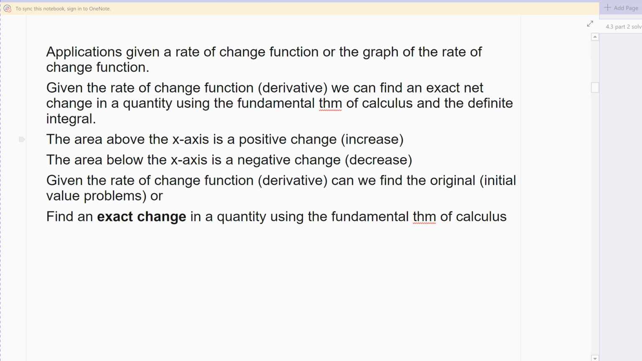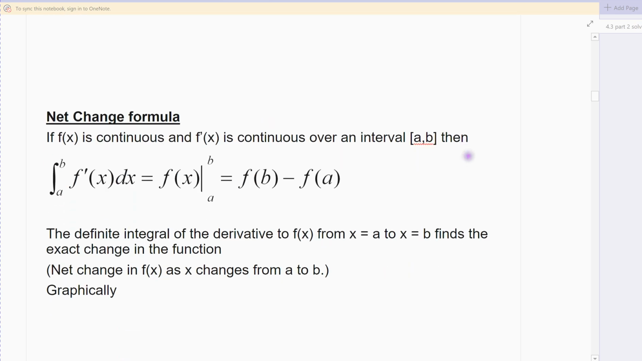All right, and then the difference between the two, if it comes out positive, I had more positive profit than negative. If it comes out negative, I had more negative profit. It can also come out 0, which means the area above and below are the same. And so that would be the break-even point, right? Because I would have the same profit in the positive and the same profit in the negative. All right, given the rate of change, we can find it using the fundamental theorem of calculus. It's actually called the net change theorem.